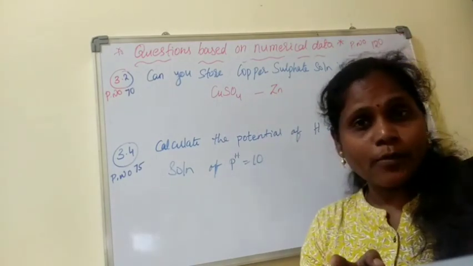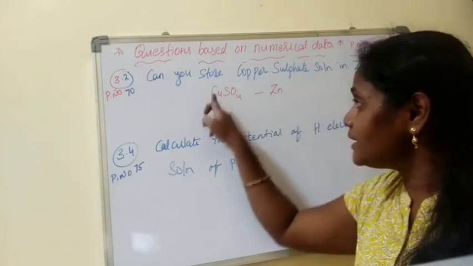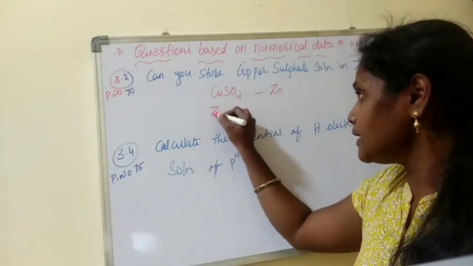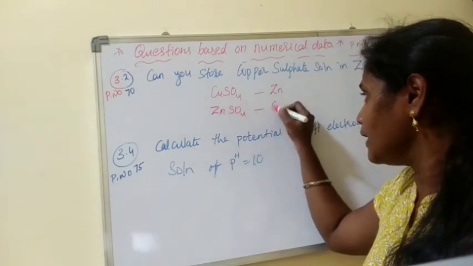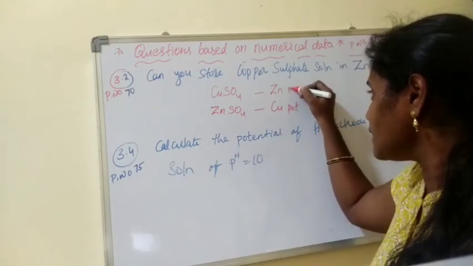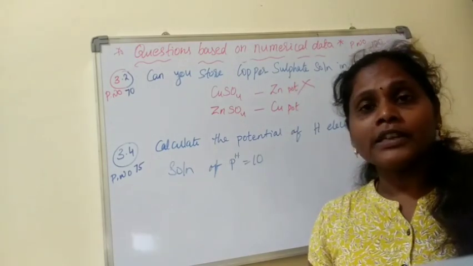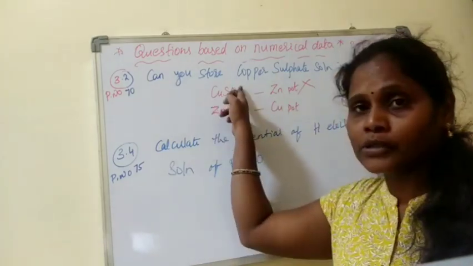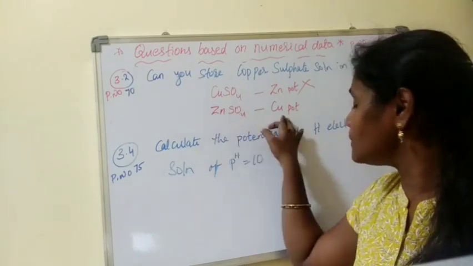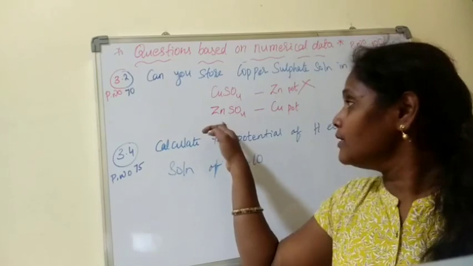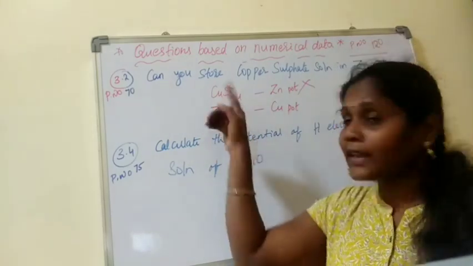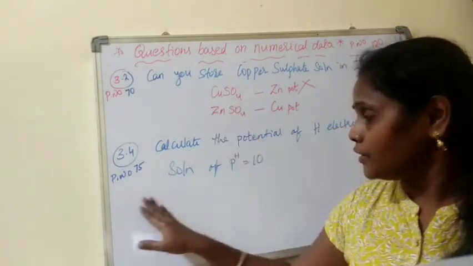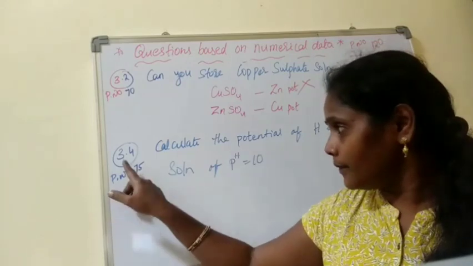But vice versa is possible. Zinc sulfate can be stored in a copper pot, right? But the first is not possible because zinc is more reactive, it displaces the copper, therefore a reaction takes place. The second is possible because zinc cannot be displaced by copper, because copper is less reactive than zinc. Like that. That means this question is again based on your electrochemical series. You have to remember it. Clear? Okay. There's another question on the next page, page number 75, 3.4.